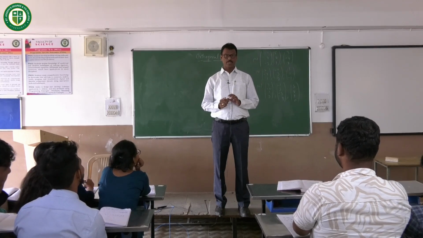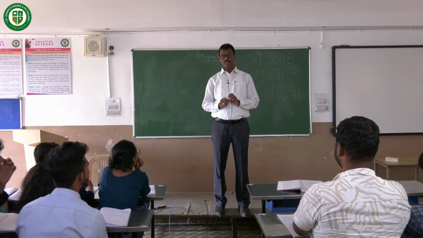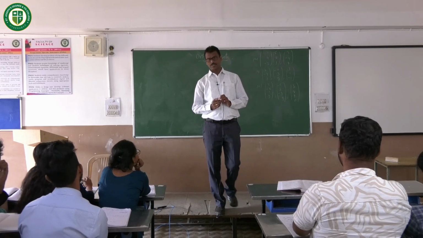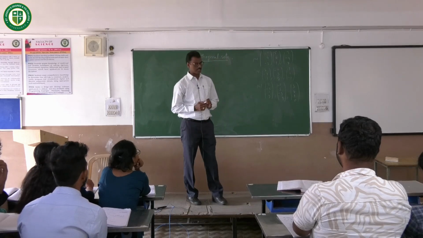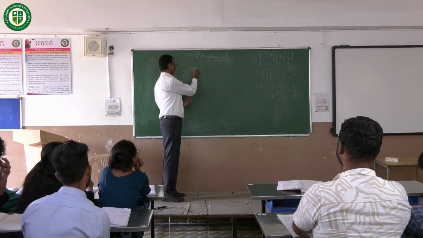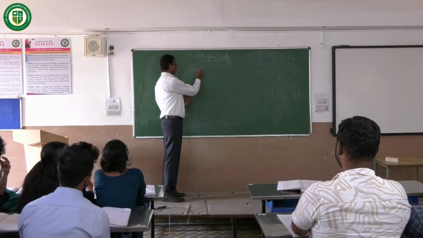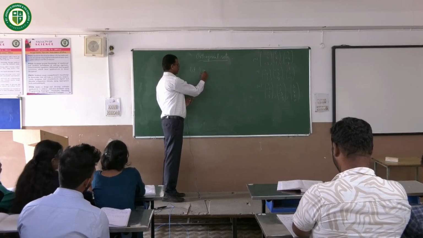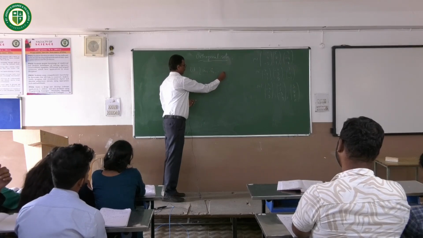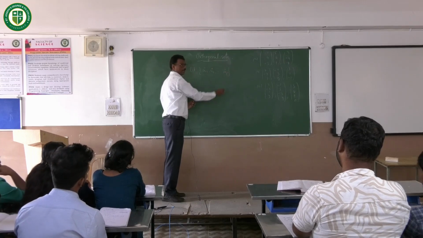So I am going to discuss today the topic of orthogonal sets. Today I will first introduce the definition of orthogonal sets. Let us assume a set of vectors u1 bar, u2 bar, and so on up to un bar. This set of vectors is given.